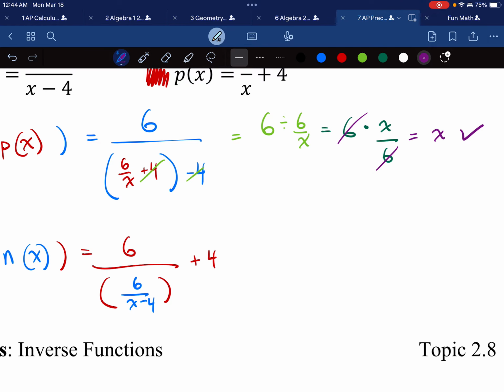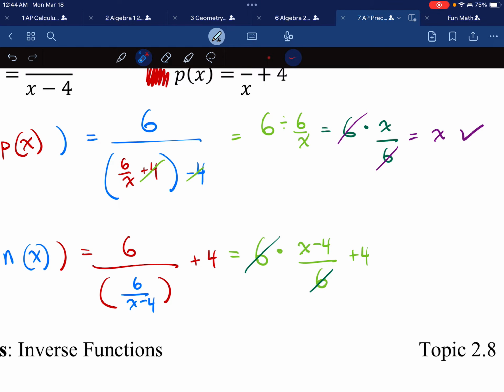So this one is a little bit trickier, but watch what I do here. This one is going to be equal to, it's a fraction divided by a fraction. This is going to be a keep it, change it, flip it. So I'm going to say x minus 4 over 6. Then don't forget to add 4 at the very end, so plus 4. Watch what's going to happen here. The 6 and the 6 are going to cross cancel.